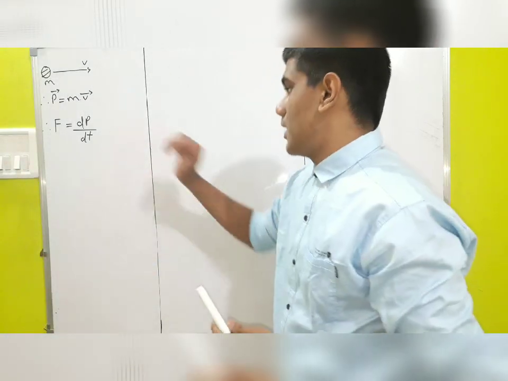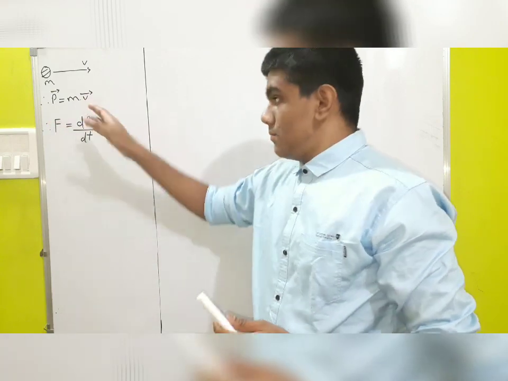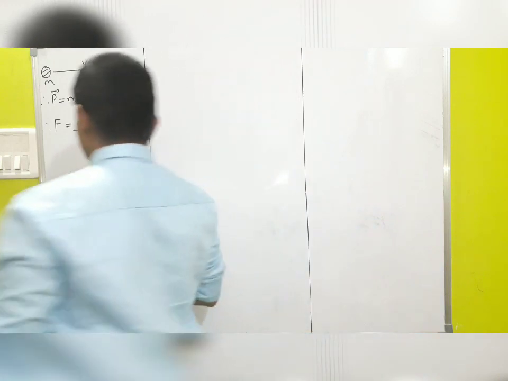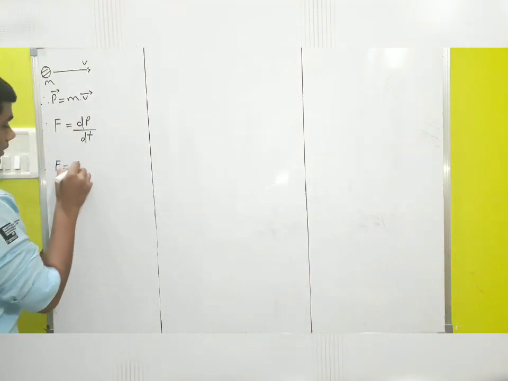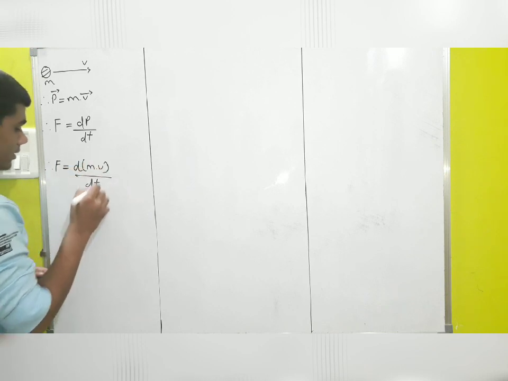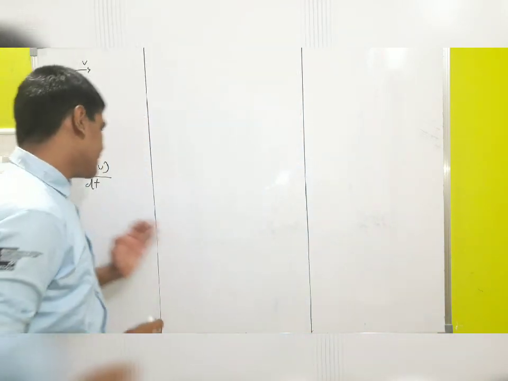Now coming again to dp, that is linear momentum. We know the value of p as we have taken it above. So let's put m into v, that is mass into velocity, in this equation. So F is equal to d of mv upon dt. After this, what you need to do is differentiate the things.